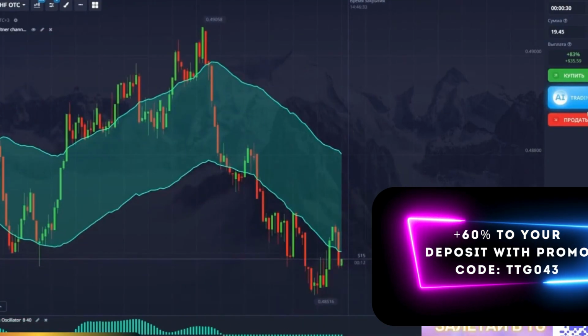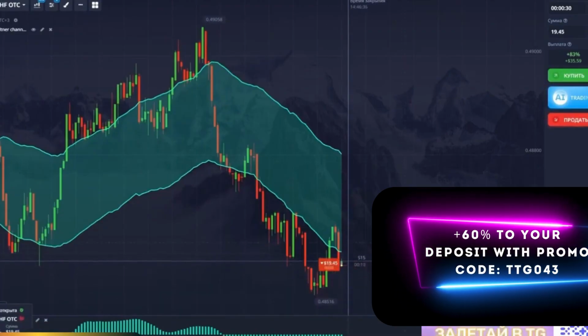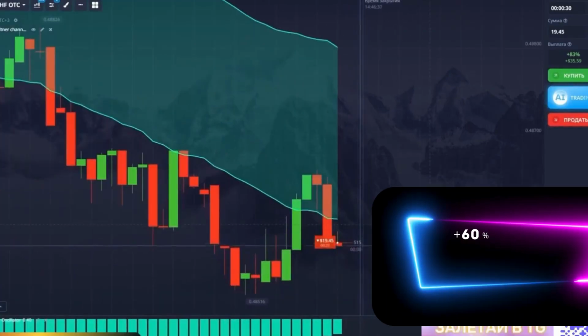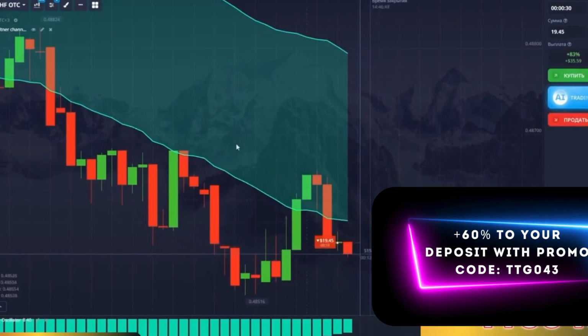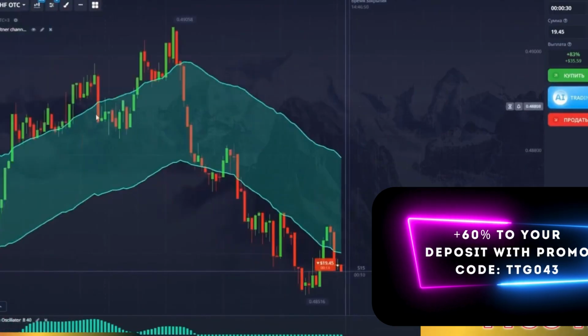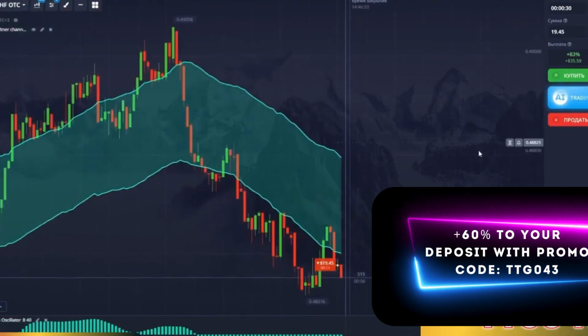Let's go ahead and open a second trade here for $30, also a sell. So it's the same analysis as before. When the price moves out of the area of our Keltner channel indicator, we open a sell trade, meaning we go short. If the price moves out in the opposite direction, upwards, we'll open a buy trade in the same way.